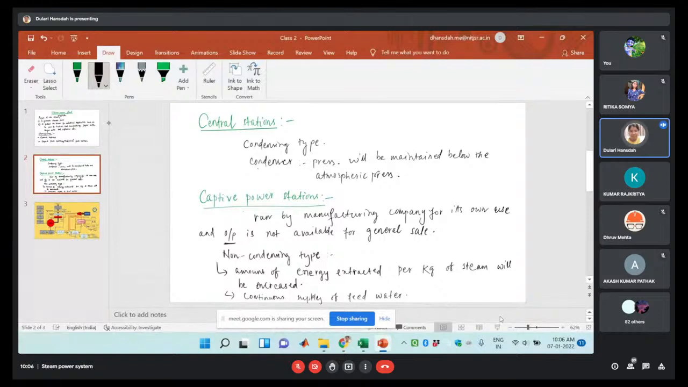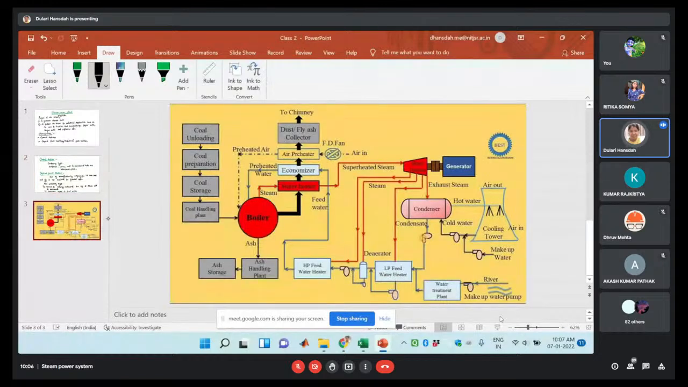So the steam power plants are divided into different stations. One is the central station, another one is the captive power station. Now here is the layout of a modern steam power plant. If you are observing, the red line is for the steam generation, and that steam will be utilized for electricity production.